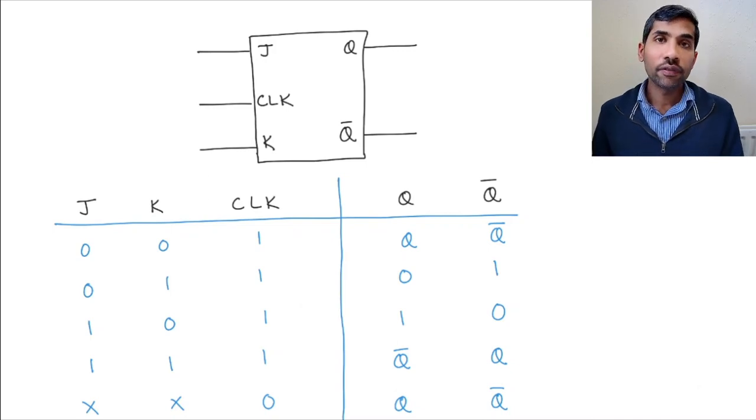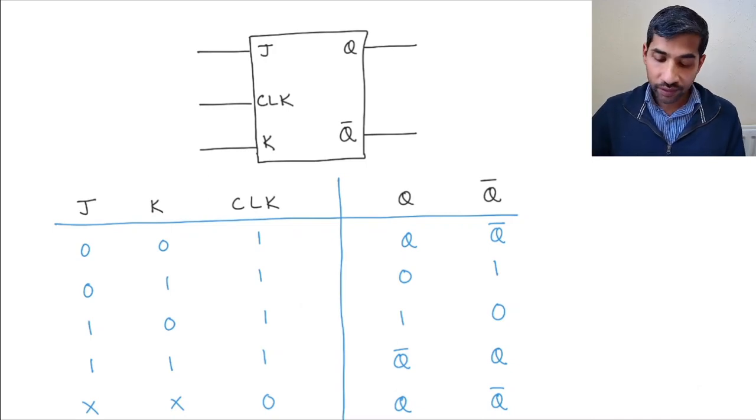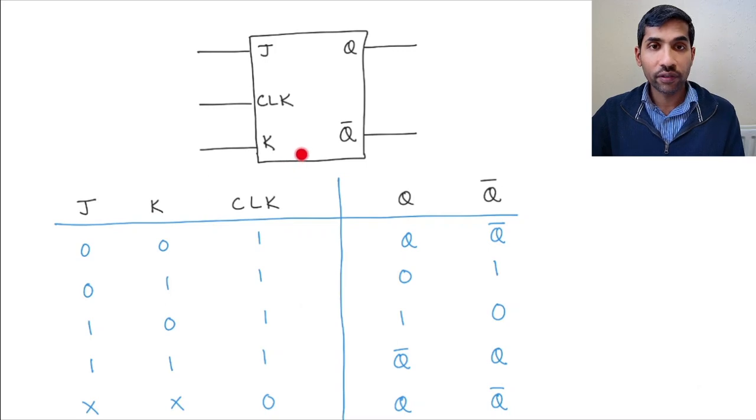The symbol for a JK flip-flop is shown here. It's basically a rectangle with JK written in it, and you know that it's a JK flip-flop. I've also drawn the truth table for a JK flip-flop here, and we evaluated this truth table in the previous video, right?